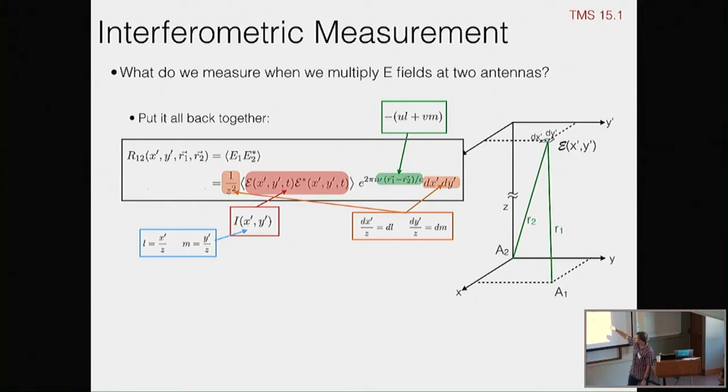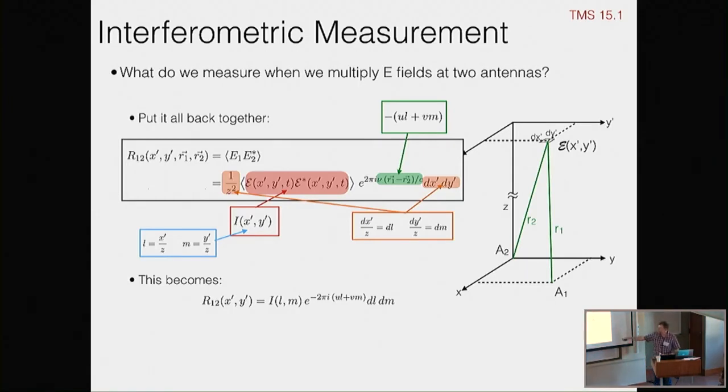dx, dy become dl, dm once you absorb those 1 over z's. This becomes the intensity distribution on the sky, and we make it a function of these angular coordinates now instead of the sky meter coordinates, which is a goofy unit to think about on the sky. And when we do all that and rewrite this equation with all the substitutions, we see that this spatial coherence function looks like the intensity on the sky times an exponent with a 2 pi i and some things, which is interesting.